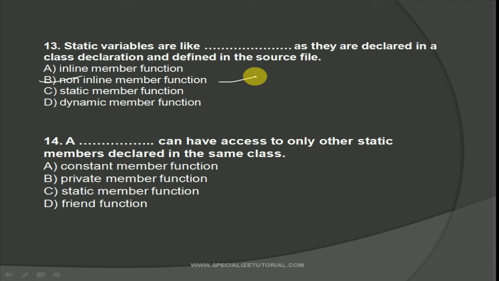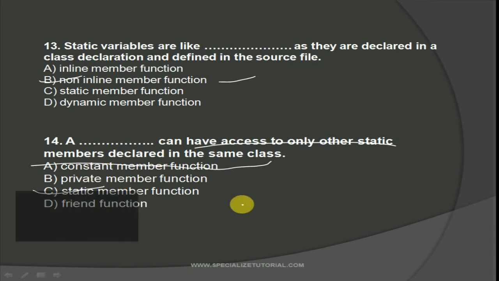Now take the next question, question number 14. What can have access to other static member declarations in the same class? The options are constant member function, private member function, static member functions, and friend functions. So static member functions can have access to only other static member declarations in the same class.